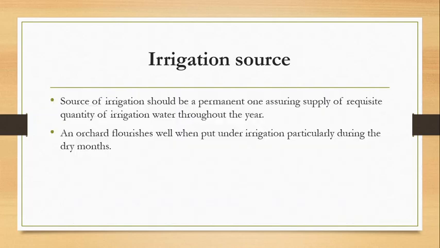And about irrigation, the source of irrigation should be permanent, assuring the supply of the requisite quantity of irrigation water throughout the year. An orchard flourishes well only when put under irrigation, particularly during the dry months, because the irrigation source is very important for proper growth, development and survival of an orchard.